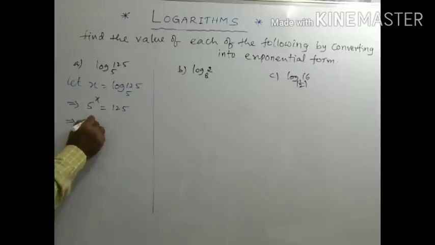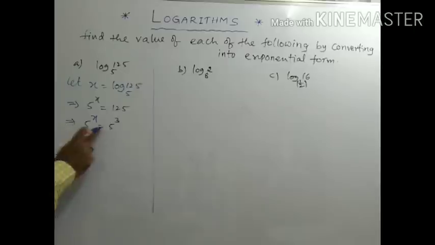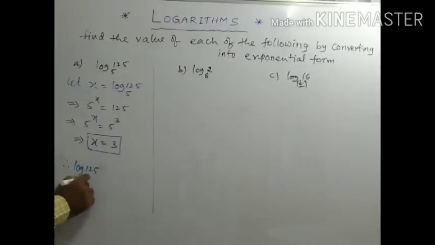Now look at this step, it is very important. 5 power x is equal to, can we write 125 as 5 power something? Is it 5 cube? Okay. Now since bases are equal, powers are also equal. That implies x is equal to 3. Therefore, we can write log 125 to the base 5 value is 3.